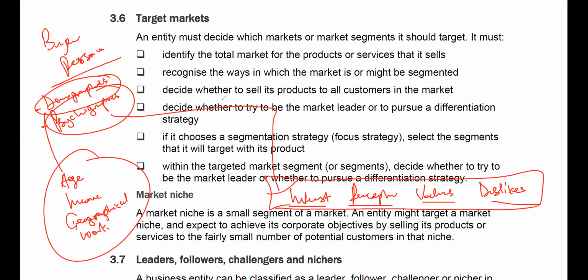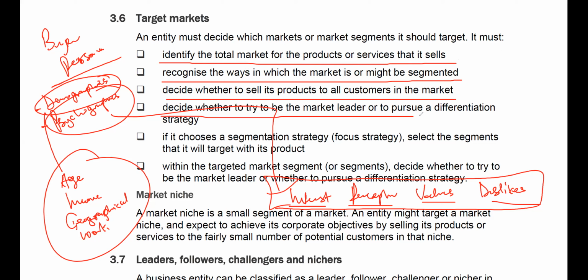So you must decide which market or market segment you should target. You must identify the total market for the product or service that you sell, recognize the ways in which the market is or might be segmented, and decide whether to sell your products to all customers in the market based on your demographics or psychography. Decide whether to try to be the market leader or pursue a differentiation strategy, or if you choose a segment strategy or focus strategy, select the segment that you target with your product.